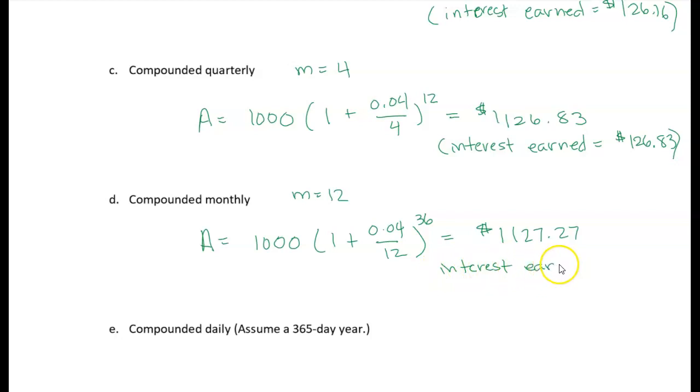So now our interest earned is $127.27. Okay, so we made a little bit more.